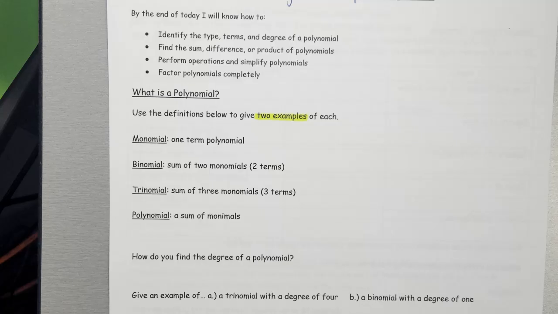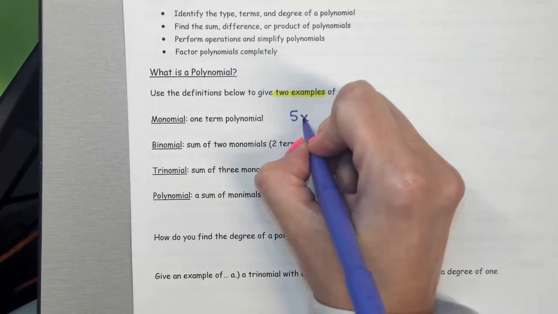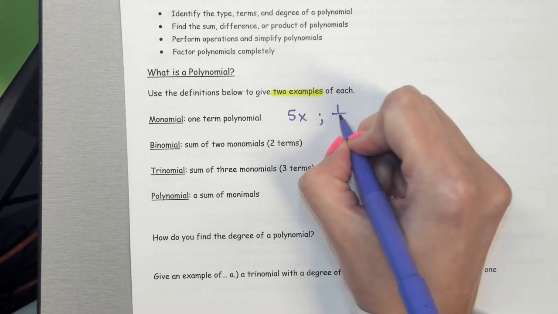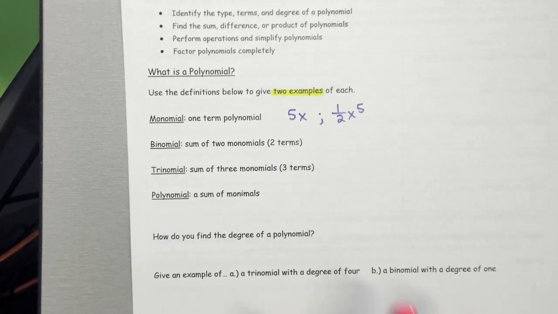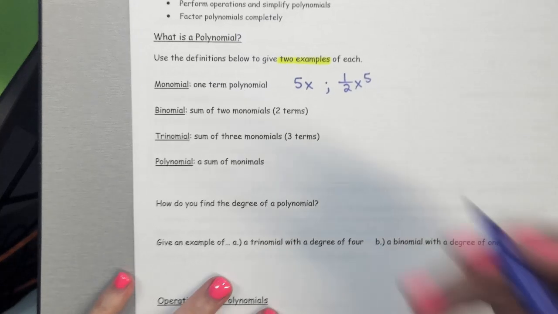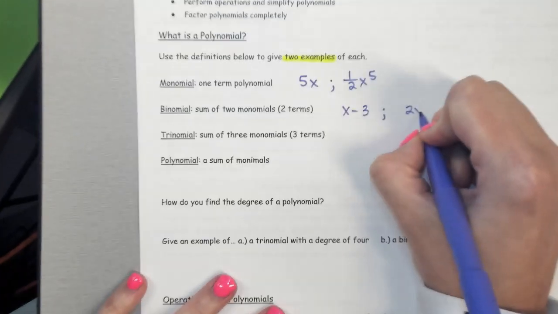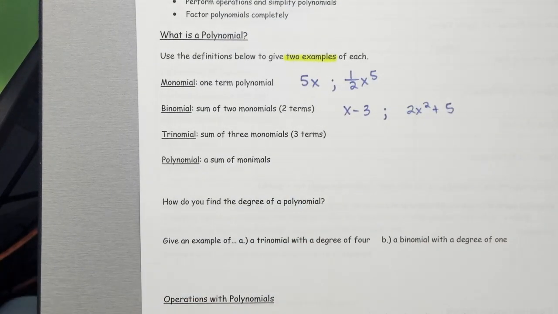Okay, so a monomial has one term. Emily, what was your monomial? 5x, great. Okay, and then I wrote 1/2 x to the 5th, so I have my two examples there. So you're just going to have one term for the monomial. Okay, a binomial is a sum. It could also be a difference. So you could have something like x minus 3, or you could have 2x squared plus 5. Doesn't just have to be x.